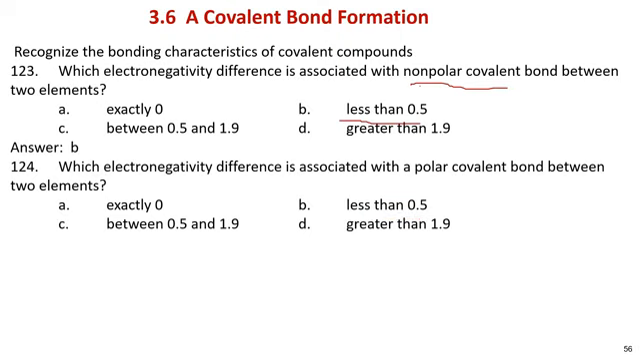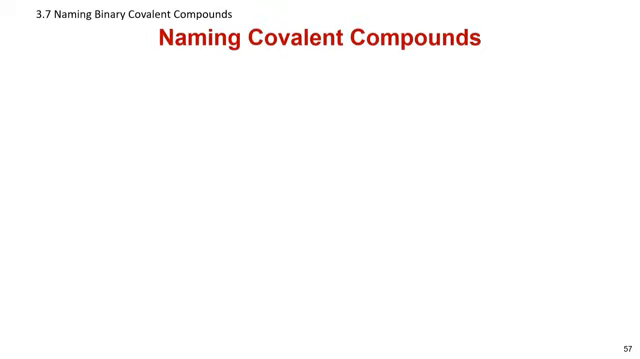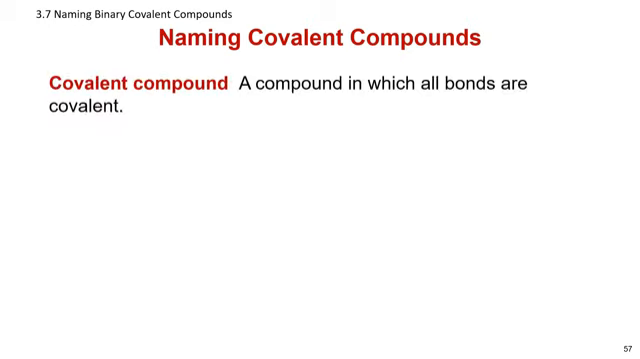Which is the polar covalent bond of 2 elements? Polar covalent bond is this, 0.5 to 1.9. We know this. C is the correct answer.